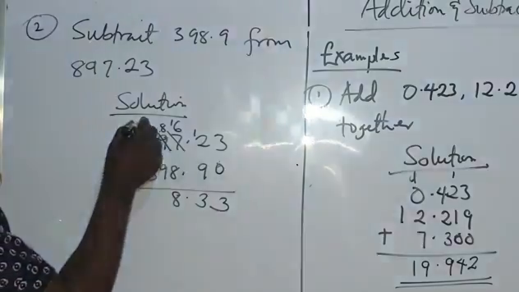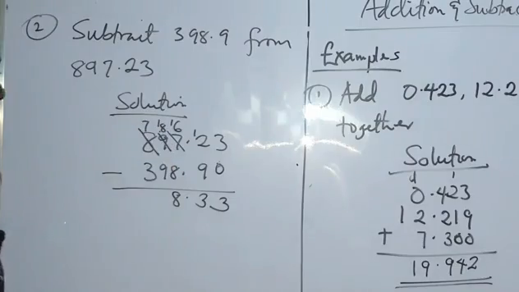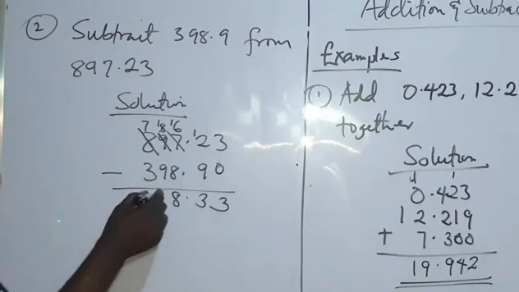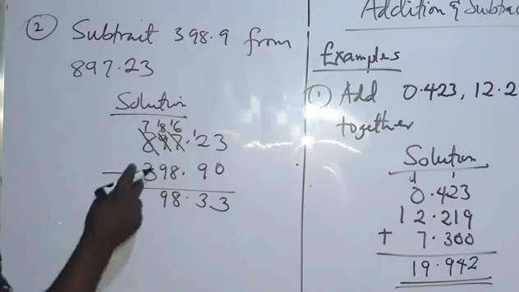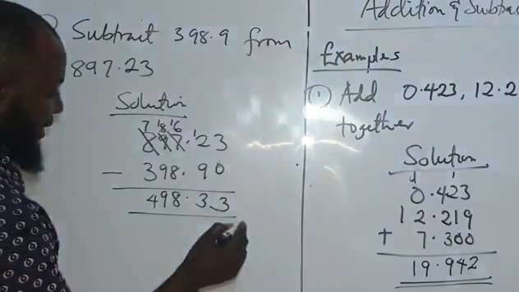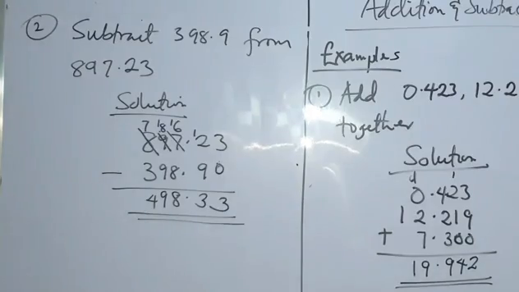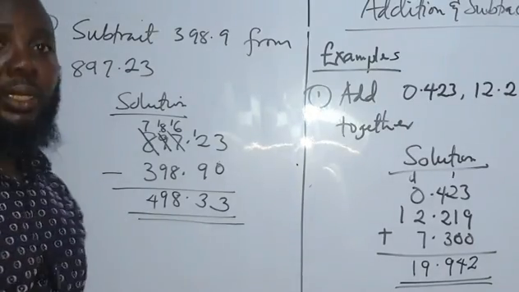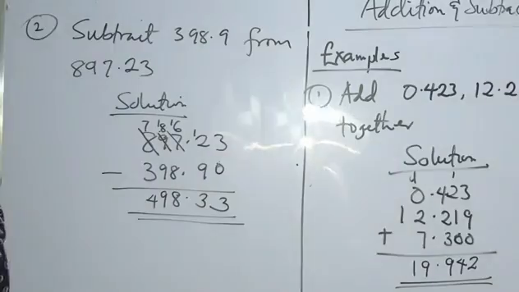This is 8 here. You take 1 from it to remain 7. You put it here, it's become what? 18. 18 minus 9 gives us 9. And this is 7 minus 3 gives what? 4. So that is how to subtract this. We can see it's just the same thing with normal addition and subtraction of whole numbers.